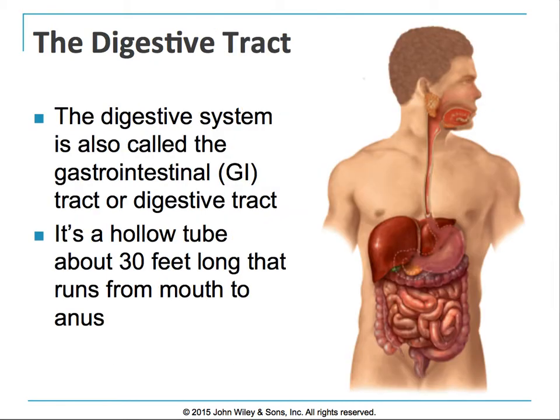The digestive system is also called the gastrointestinal or GI tract or digestive tract. It's a hollow tube about 30 feet long that runs from your mouth to your anus. So when we're saying a hollow tube, we're talking about the whole system. The entire trip that food takes from the time it enters your mouth to the time you excrete it out in waste, through your stomach, your small intestine, your large intestine, all of that is essentially one big long tube that's about 30 feet in length, which is kind of crazy to think about, all wrapped up inside of you, but it is 30 feet long.